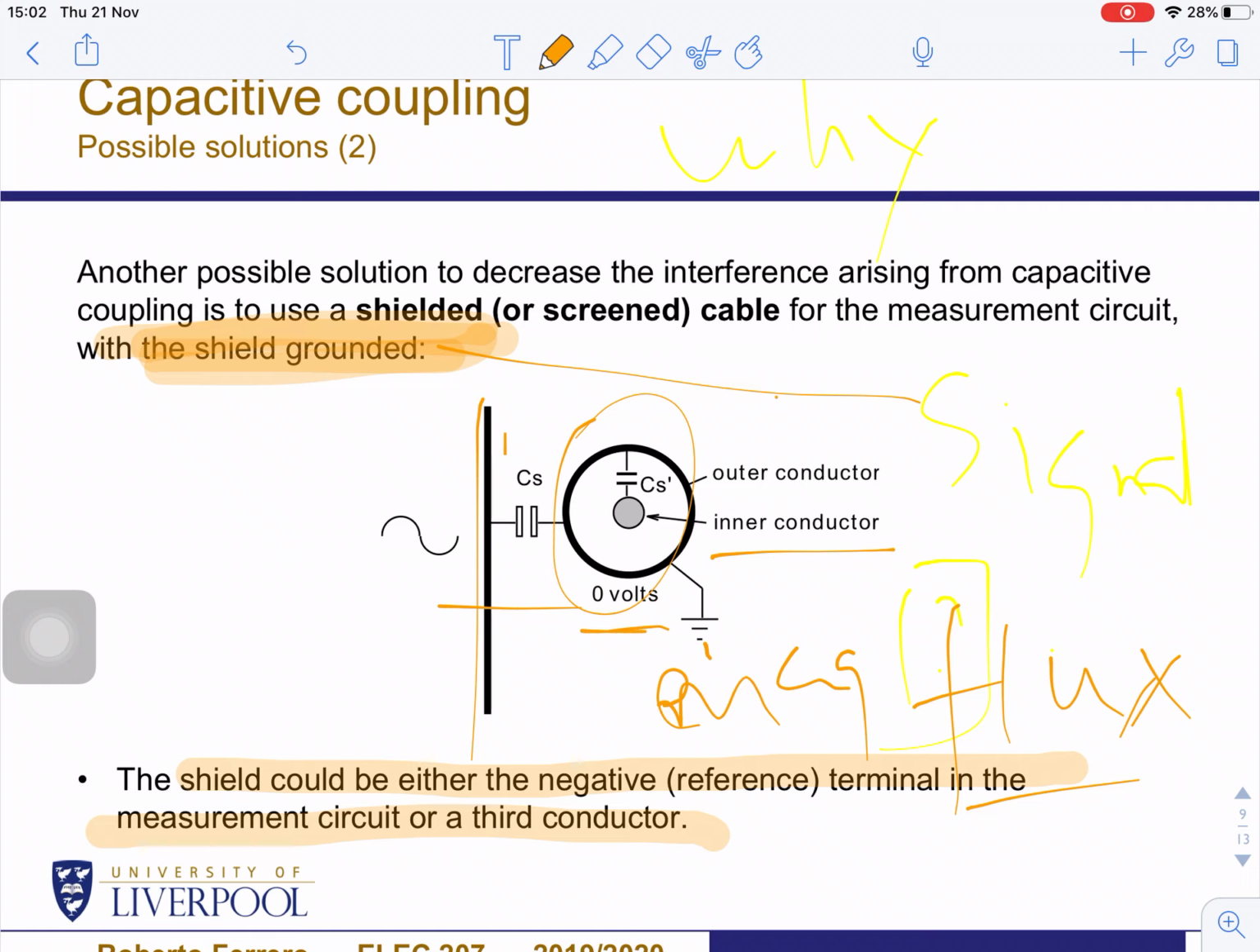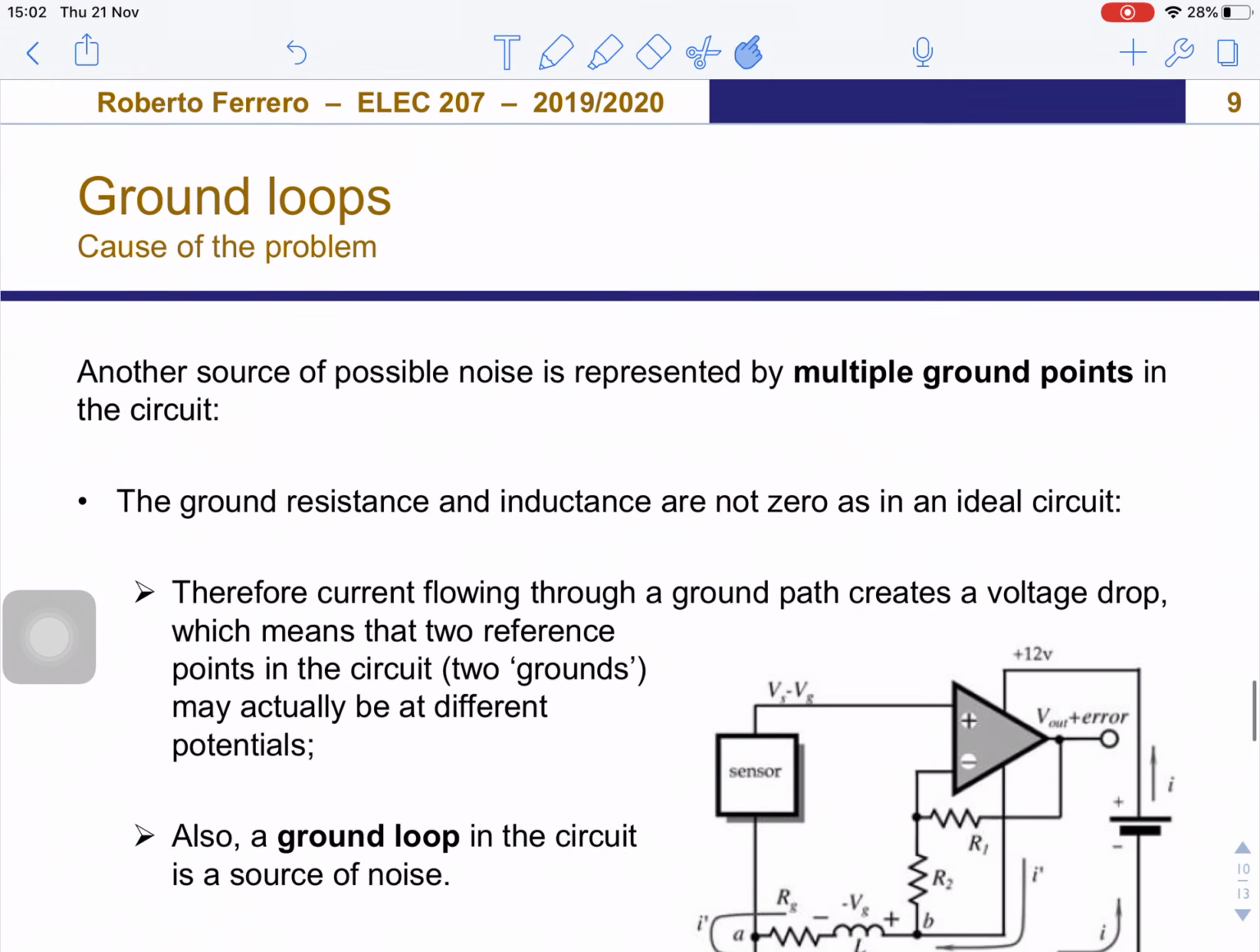So how do we eliminate the CS actually? How do we eliminate the CS? Okay. The shield can be connected to the negative terminal, based on the third conductor.